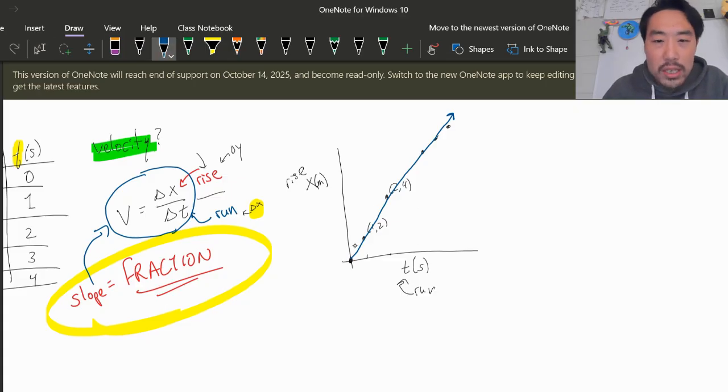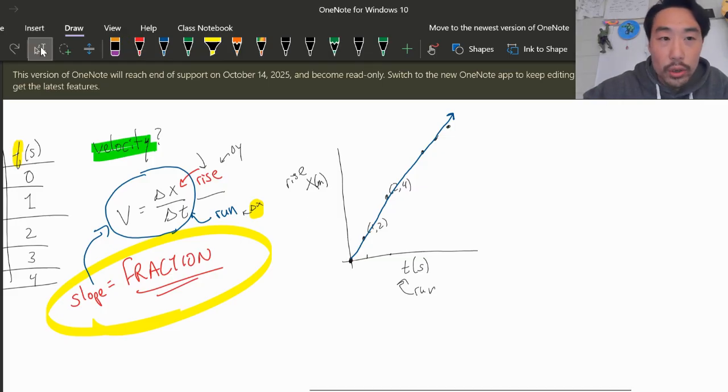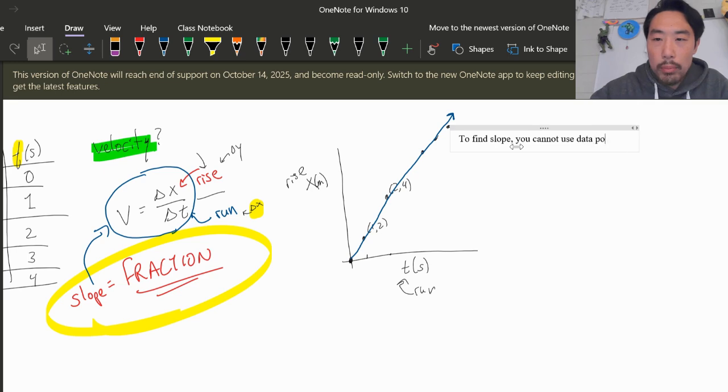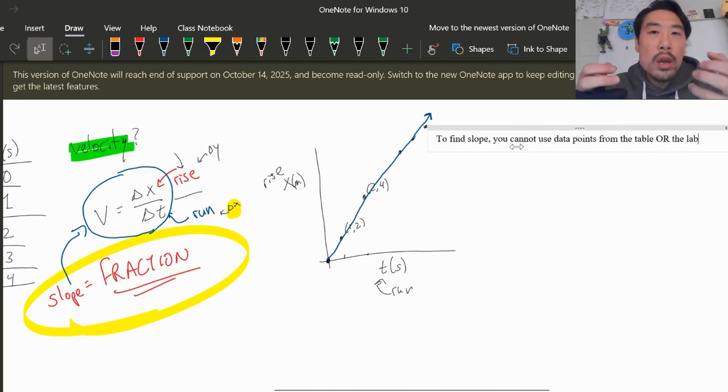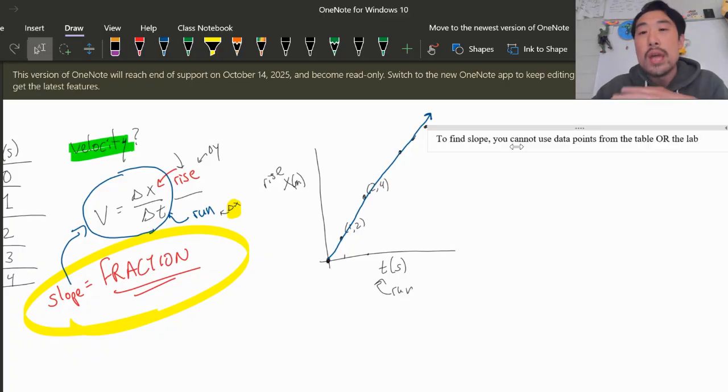And so if I were to find the slope of this line, here's the other important thing, and this is something I want you to practice. It is important that you cannot use actual data points. So I'm going to actually write that down. If you're taking notes, you should have this down. To find slope, you cannot use data points from the table or the lab. For an FRQ, the official FRQs for the data tables, they'll give you data points, and you cannot use those data points to find the slope.